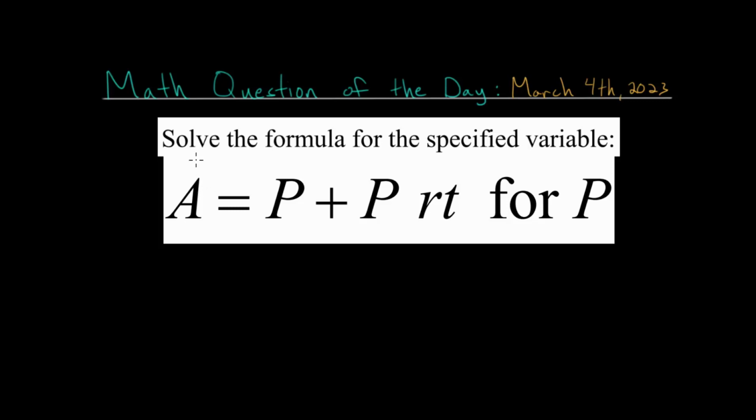In this video, I'd like to talk about the math question of the day for March 4th, 2023. And with this problem, we need to solve the formula for the specified variable. We have that A is equal to P plus P times RT, and we need to solve this for P. So to answer a question like this, you do need to have a solid understanding of algebra, maybe even algebra 2.